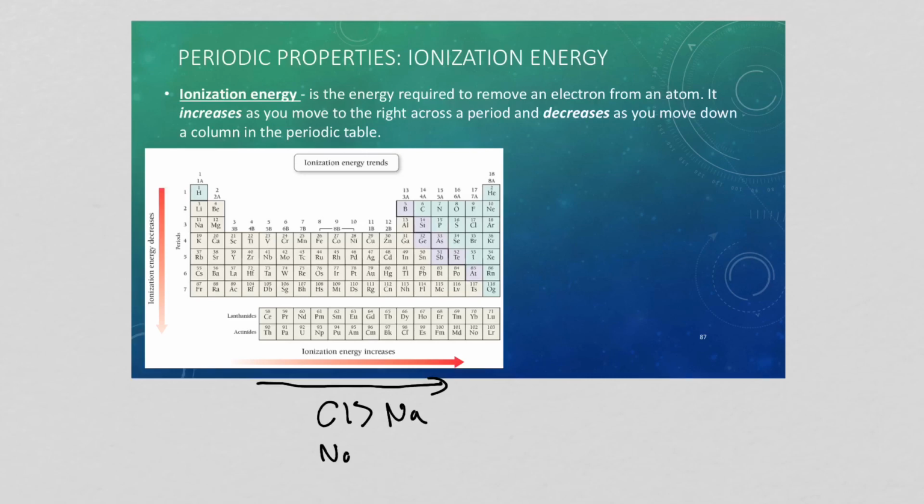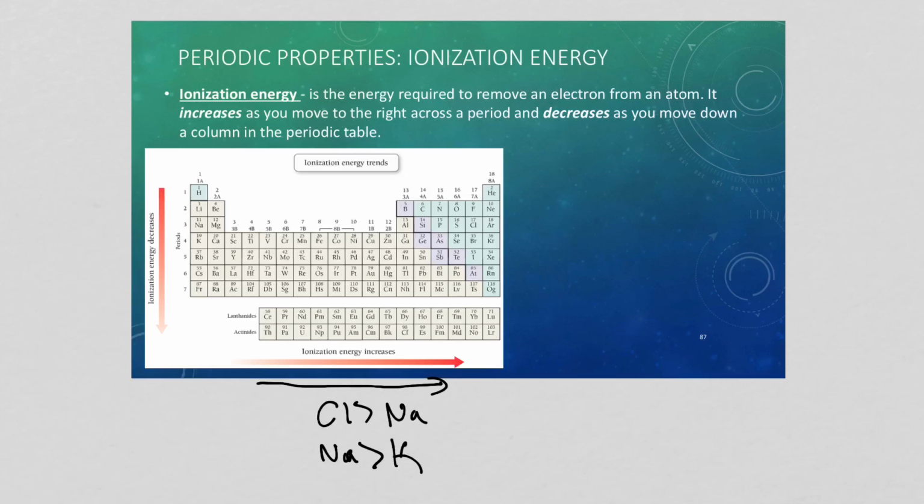sodium is going to have a lower ionization energy than, say, potassium, right? It's going to be harder to pull that electron away. Sorry, I wrote that backwards. So sodium is going to be higher than potassium. It's going to take more energy to pull that electron away from sodium than it would be for potassium. So it becomes easier to pull the electron away as you move down.